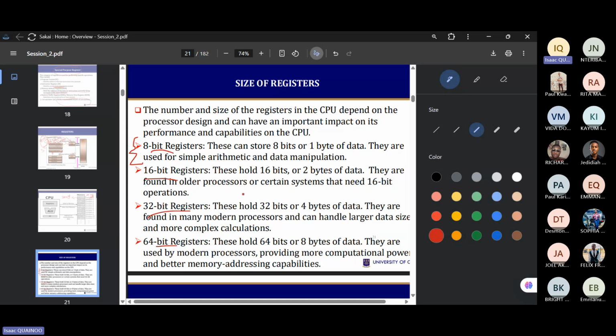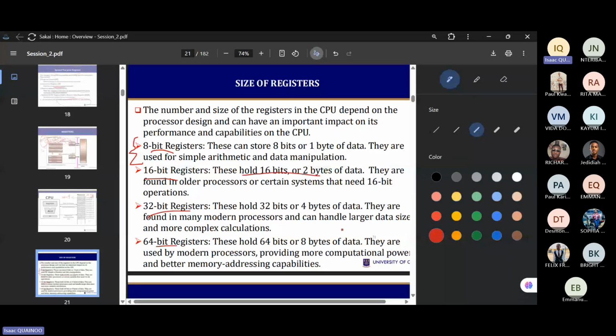So let us look at them one after the other. The 8-bit register holds 16 bits or 2 bytes of data. We know that 8 bits makes 1 byte, right? So basically 16 bits is 2 bytes. So it holds 16 bits or 2 bytes of data.